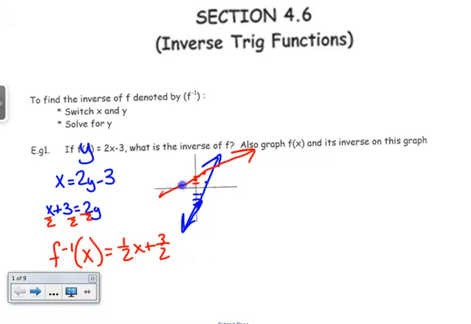Now I did a really cruddy job of graphing this, but theoretically, if I did a good job of graphing this, you guys would notice that they were reflections of each other over the line y equals x, the line that has a slope of 1 and goes through the origin. Does yours look a little better than mine, hopefully? Darn. Okay. Well, pretend. Use your imagination. That's okay. So that's what should have happened.